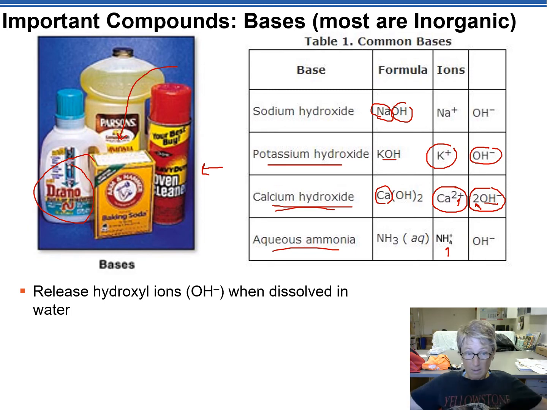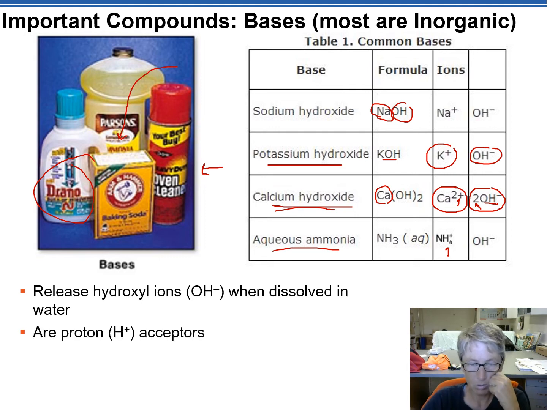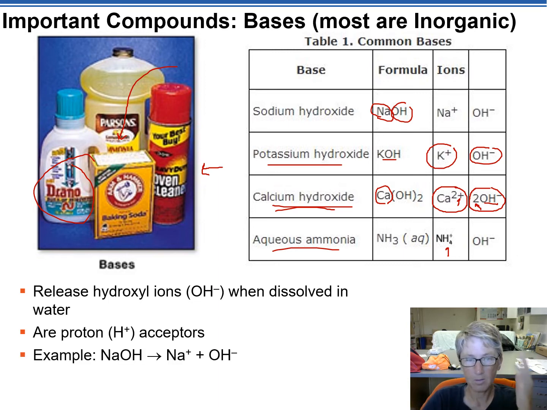So bases technically release hydroxyl ions when they're dissolved in water. So acids, remember, release free hydrogen ion. Bases release hydroxyl ions when dissolved in water. Bases are also proton acceptors. So if you're an acid and you release your free hydrogen, if there's a base nearby, it can accept that free hydrogen. Acids and bases can work together.